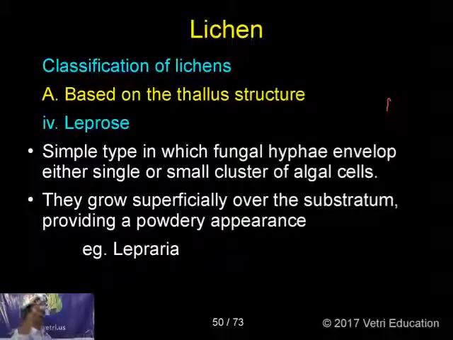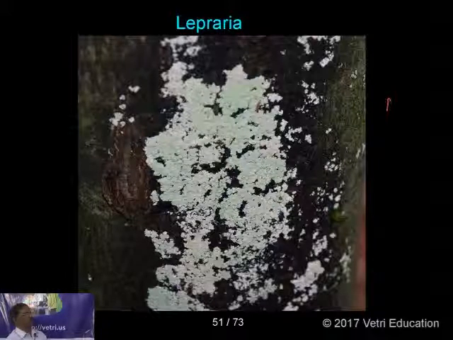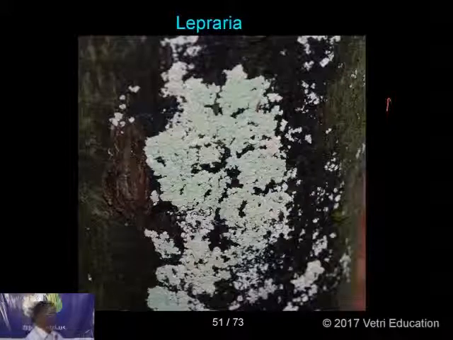Next, classification based on the thallus structure. The fourth one is the leprose type. It is a very simple type and enveloped by either single or small clusters of algal cells. They are supported by a number of fungal hyphae. They grow superficially over the substratum, providing a powdery appearance. A little brown powder-like substance is found, that is little cells of algae surrounded by the fungus. Example, Lepraria. So these are Lepraria, small patch-like, powder-like structures on the substratum.